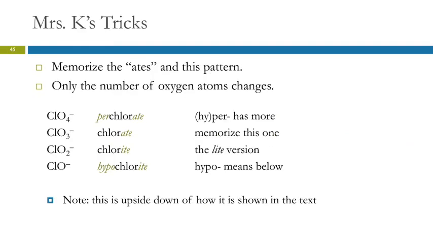Okay, so here's another slide of tricks. You memorize the ates, you memorize the pattern, and here are the hints for the pattern. So you memorize that one. This is the light version. Hypo means below, per means more. And I have written this upside down of how they show it in the text. The names are the same. It's just, I like to put more on top and less underneath, because hypo means below. It should be at the bottom. Only the number of oxygen atoms changes. The charges stay the same. Okay?